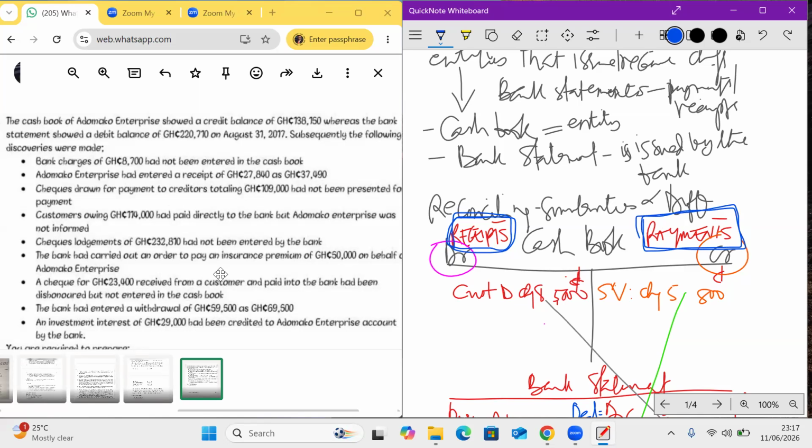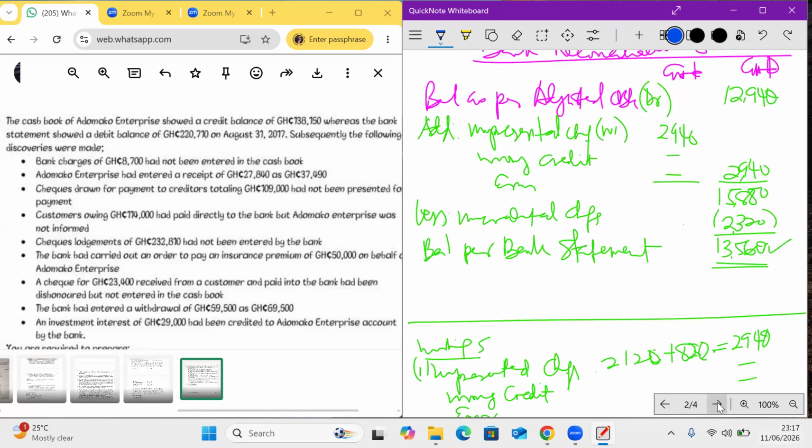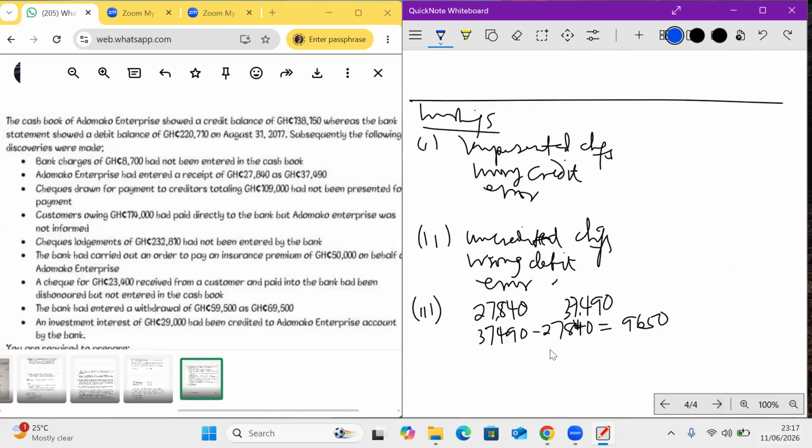Adumanko Enterprise had entered the receipts also at the debit side. They recorded it on the debit side. So what should they have recorded? We should have recorded 27,840, right? But they rather recorded what? 37,490. So what is this issue?